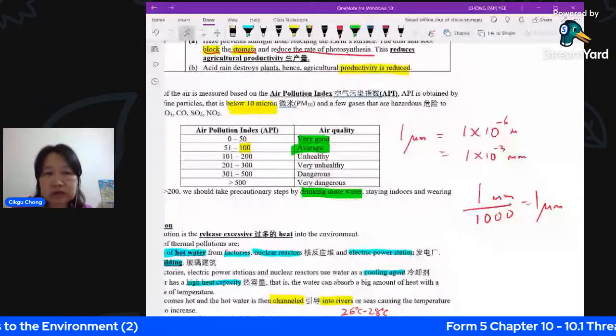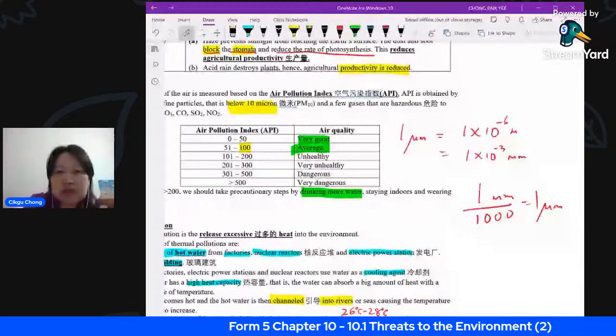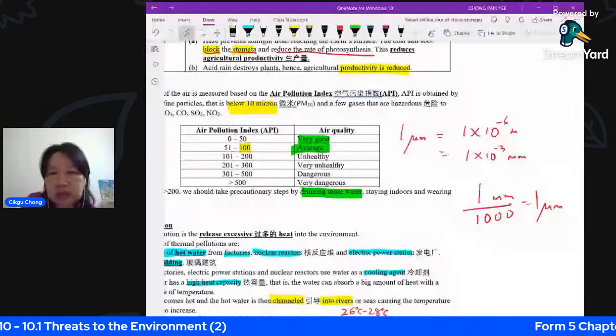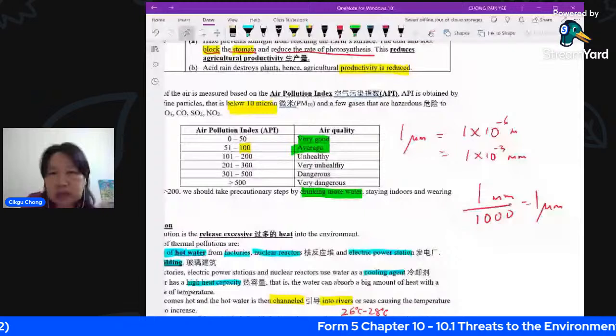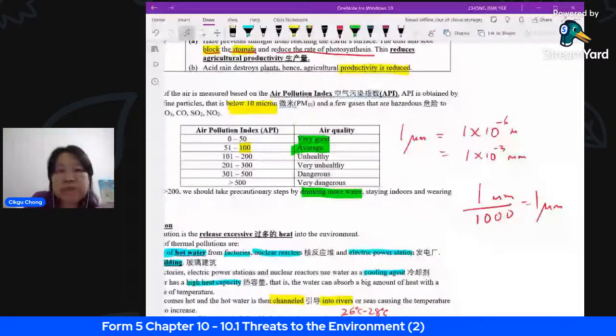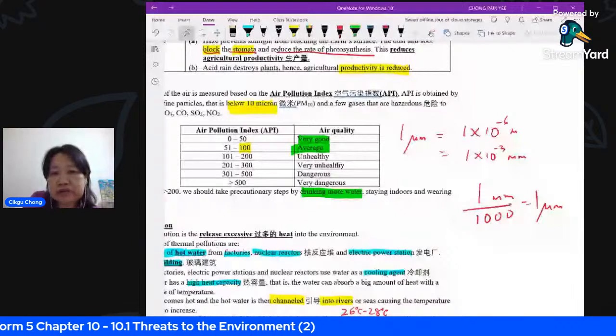Okay, so here let's look at number 3. Electronic factories, electric power stations, nuclear reactors, they use water as a cooling agent. Okay, so it has a high heat capacity. It can absorb heat very well. So as a result, the heat is now inside the water. The heat has been taken by the water, so the water becomes hot. Hence, the hot water is then released back, okay, and it causes the temperature to increase.